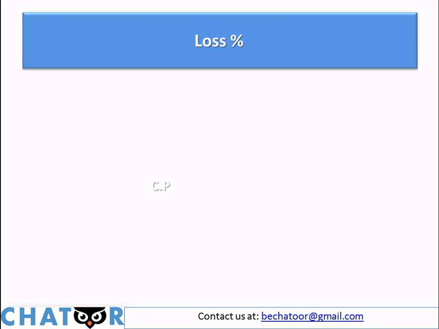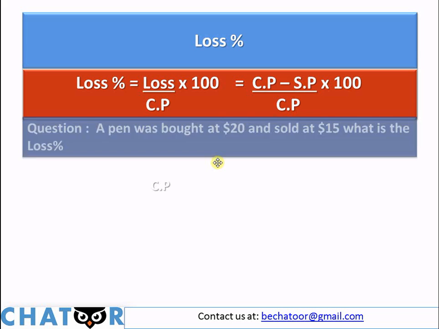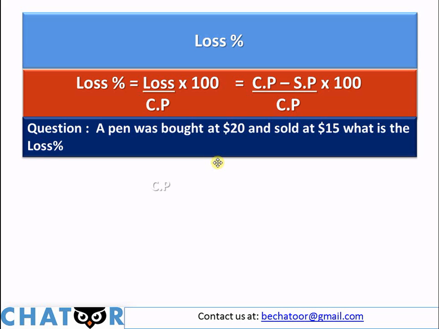Now let us talk about loss percent. Loss percent is very similar to profit percent. Loss percent is equal to loss upon CP into 100, which is nothing but CP minus SP upon CP into 100. Let us take a question and try and solve it and see if we can do it.